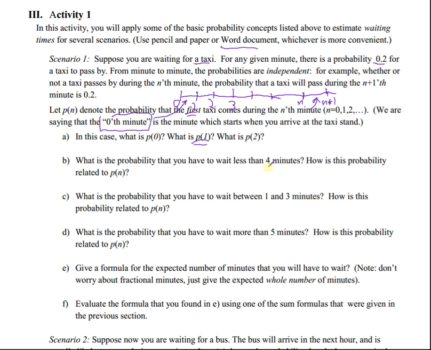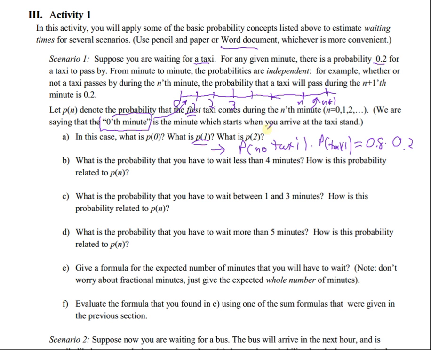So this P of 1 is actually equal to, there has to be no taxi in the 0th minute, and then there has to be a taxi in the first minute. What's the probability of no taxi? Well, there are your complementary probabilities. Here's 0.2, so that's going to be 0.8. What's the probability of a taxi? That's 0.2. So I gave you the answer for P of 1. You have to reason out P of 2 in the same way.